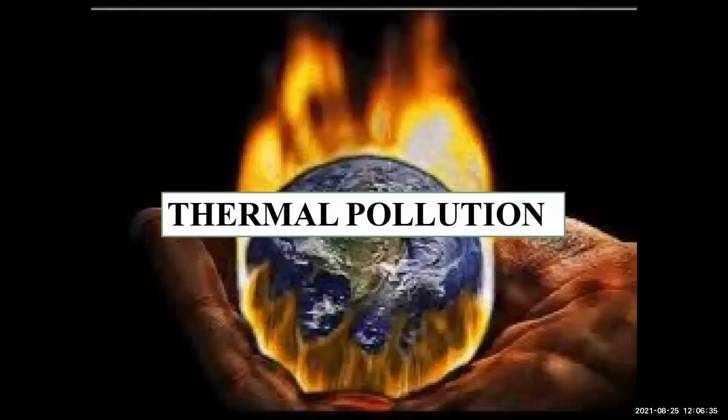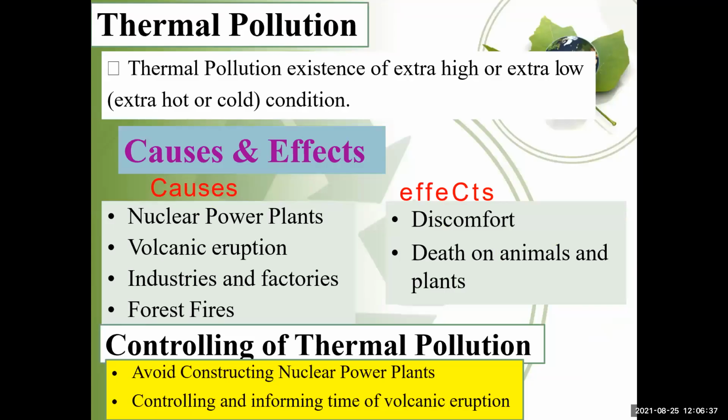Okay. And then thermal pollution. Thermal pollution is exposure to extremely high or extremely low, hot or cold conditions. These are the causes and effects. The causes are nuclear power plants, volcanic eruptions, industries and factories, and forest fires. The effect is discomfort and death of animals and plants. Controlling thermal pollution: avoid constructing nuclear power plants, and control and inform people of the timing of volcanic eruptions. This comes under thermal pollution.